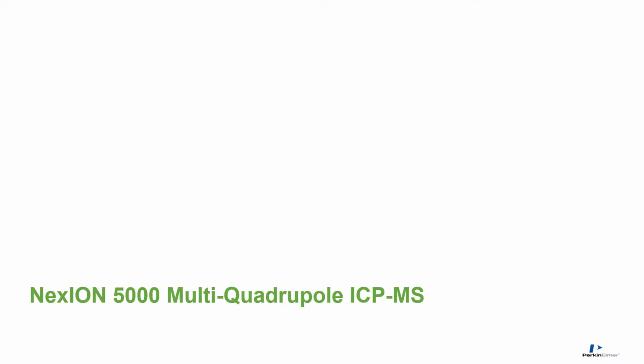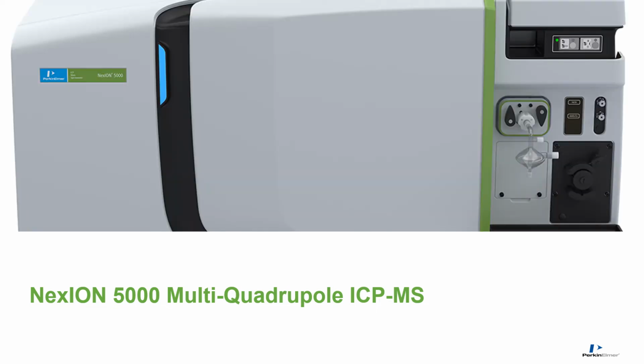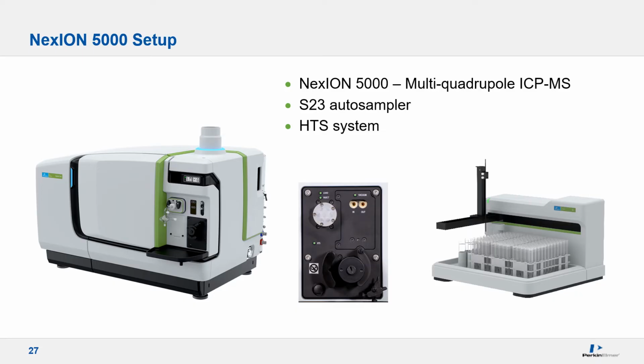Next, we will talk about the high-throughput system on the ICP-MS. In this case, we ran the same samples, but on our newly released NexION 5000. The NexION 5000 ICP-MS was again paired with the HTS introduction system and S23 autosampler.